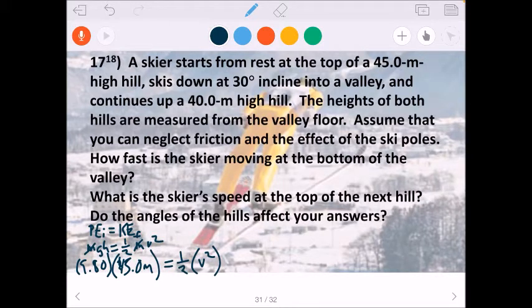If I take 9.8 and multiply by the 45, I'm also going to multiply both sides by 2 to get the v squared by itself. That gives me 882 joules is equal to my velocity squared. If I take the square root, I get an answer of my velocity being approximately 29.698 meters per second.